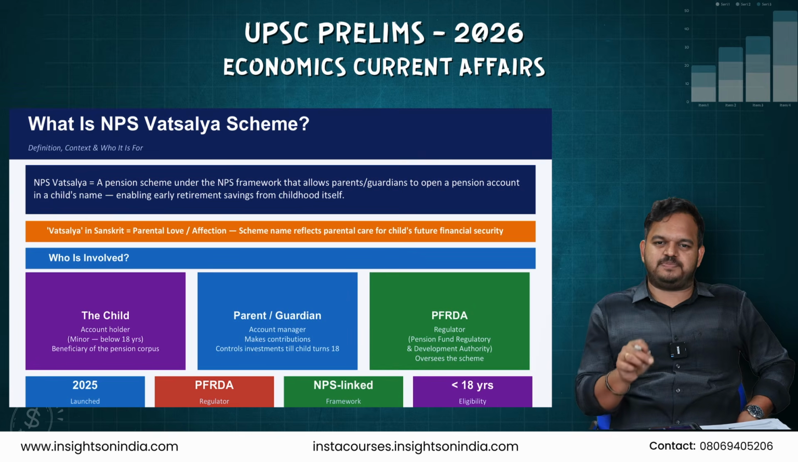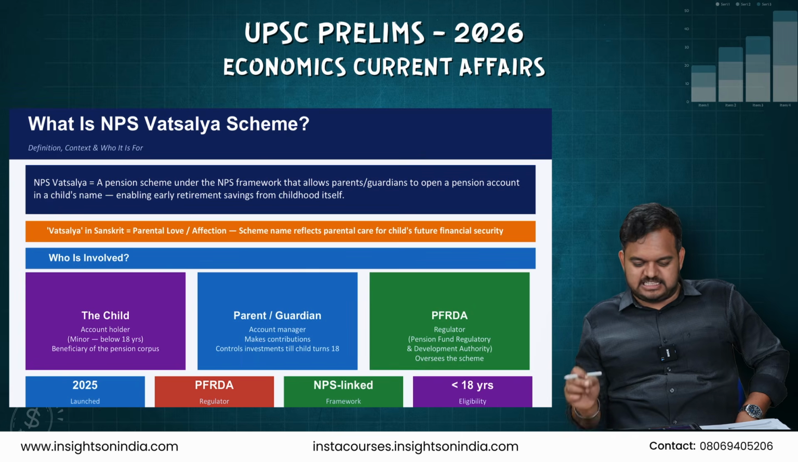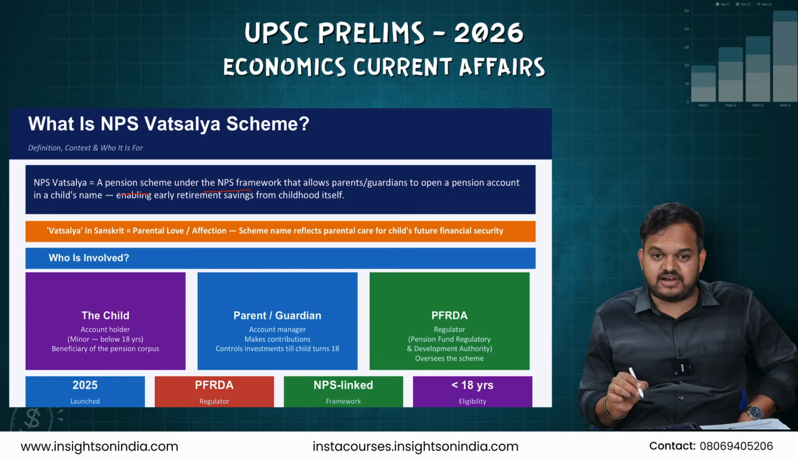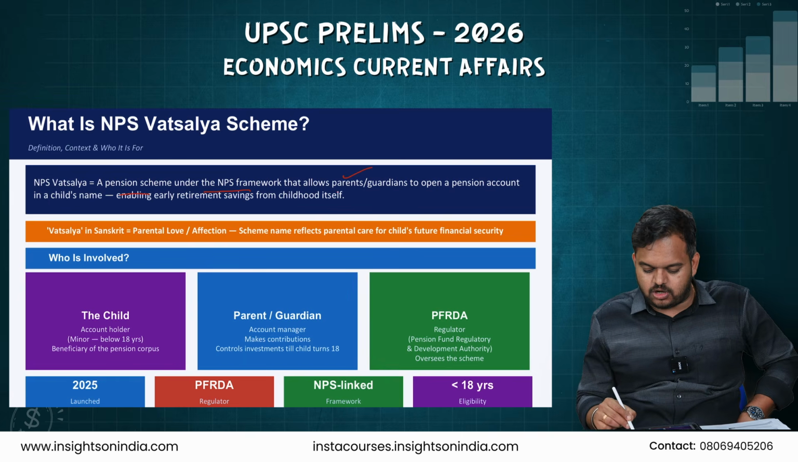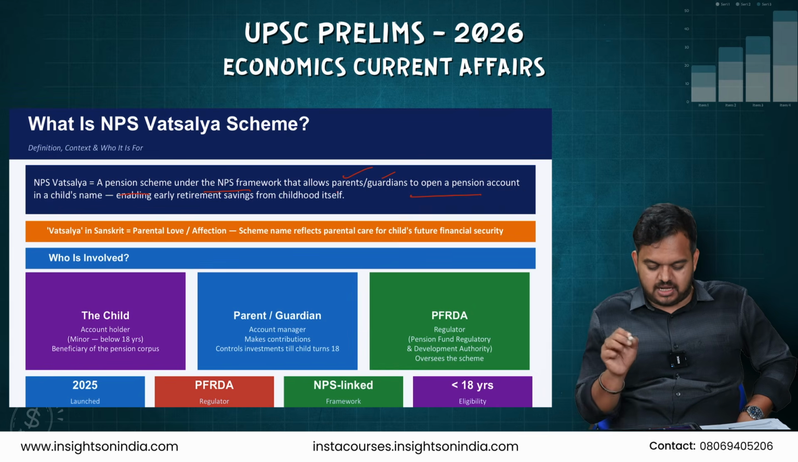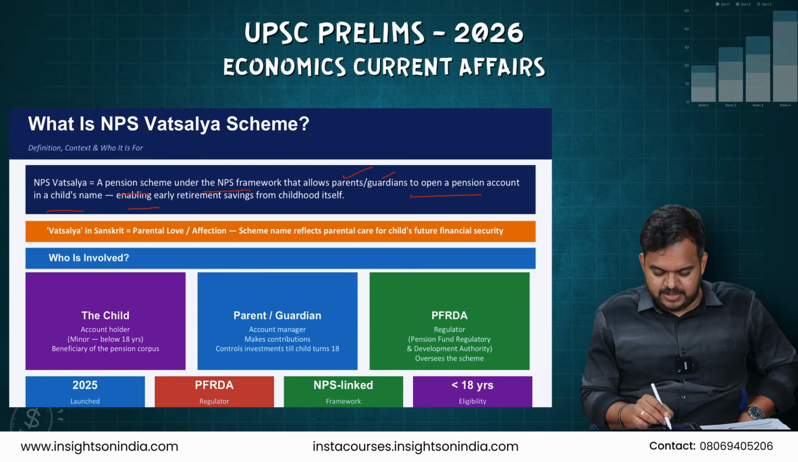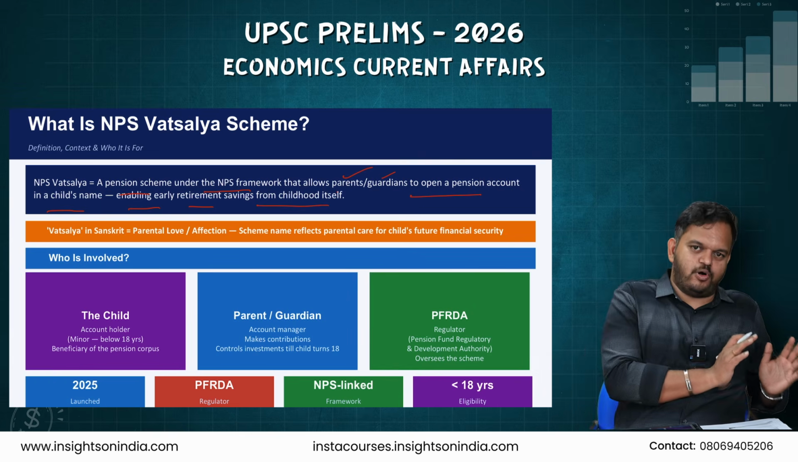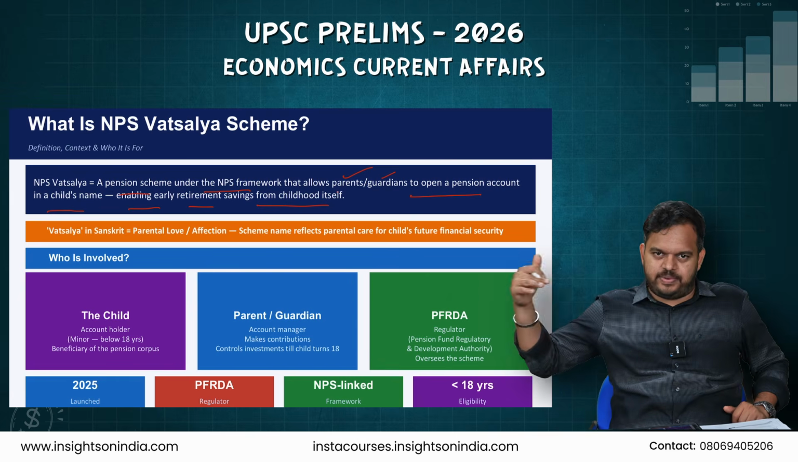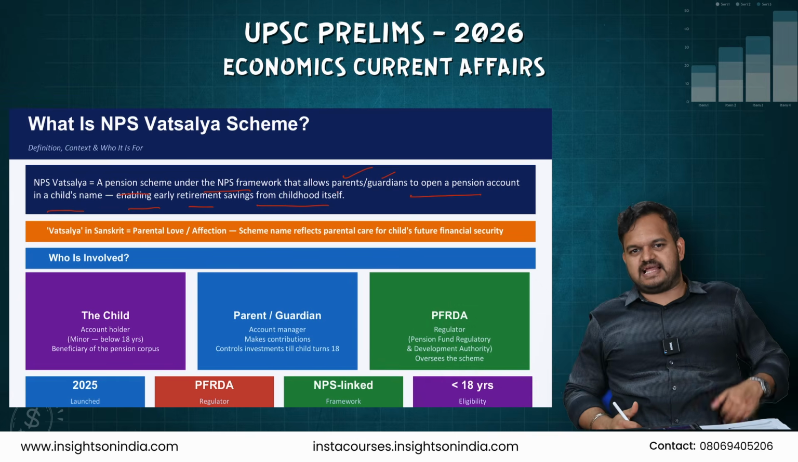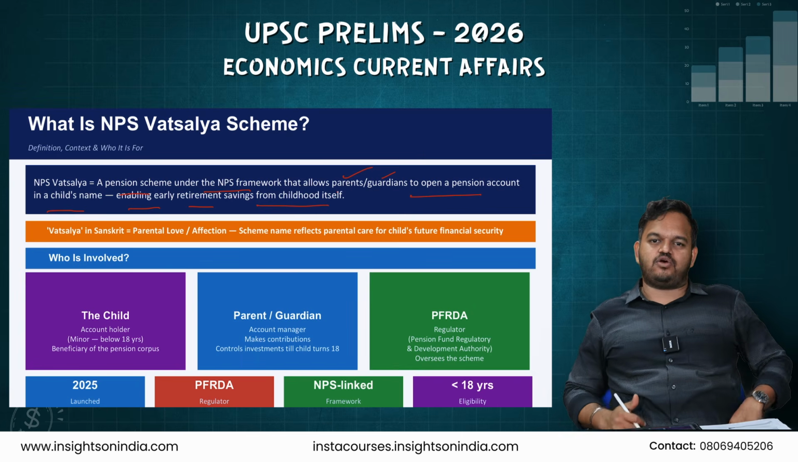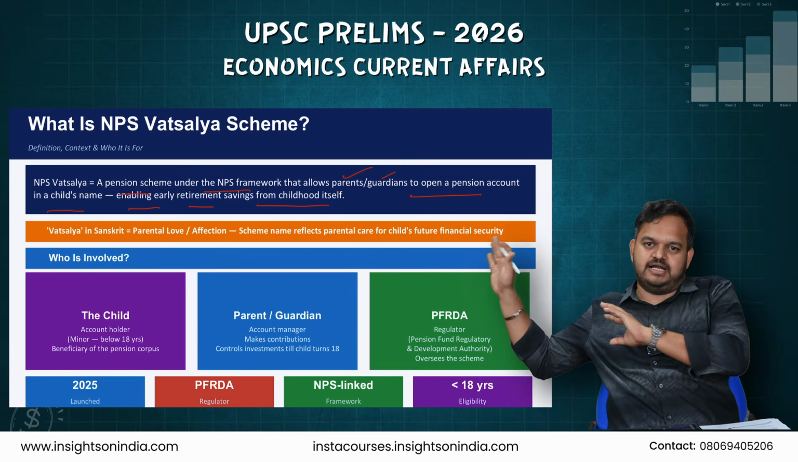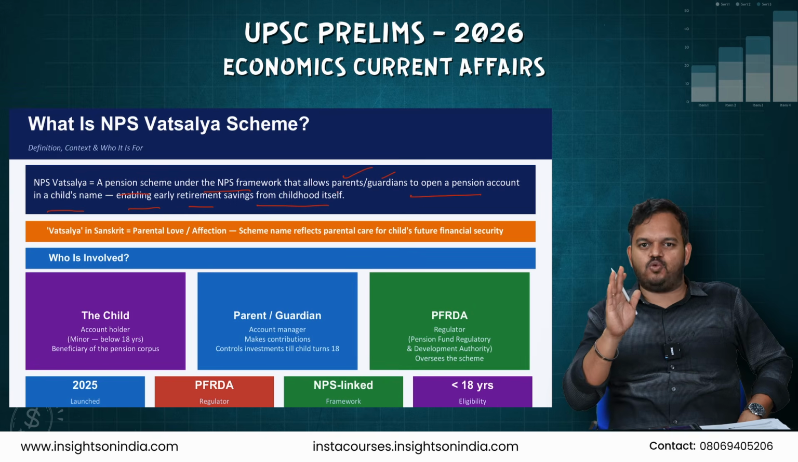But under that, there is a specific scheme called the NPS Vatsalya Scheme. It is specifically meant for kids. It is a pension scheme under the NPS framework that allows parents or guardians to open a pension account in a child's name, enabling early retirement savings from childhood itself. Even if the kid has just been born, a parent can open an NPS Vatsalya account and start depositing money, so that by the time the child reaches 18, it will have a solid retirement saving fund. That's about the NPS Vatsalya Scheme.